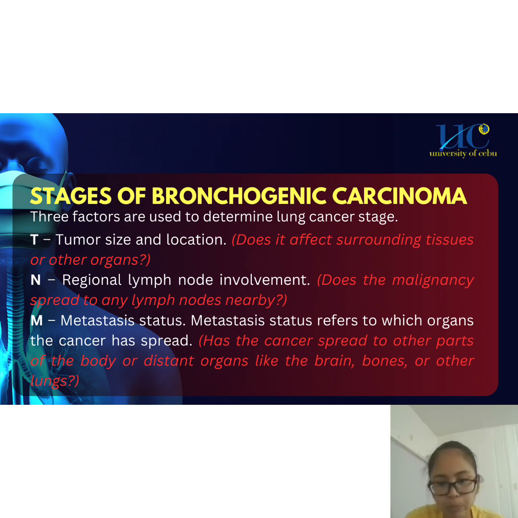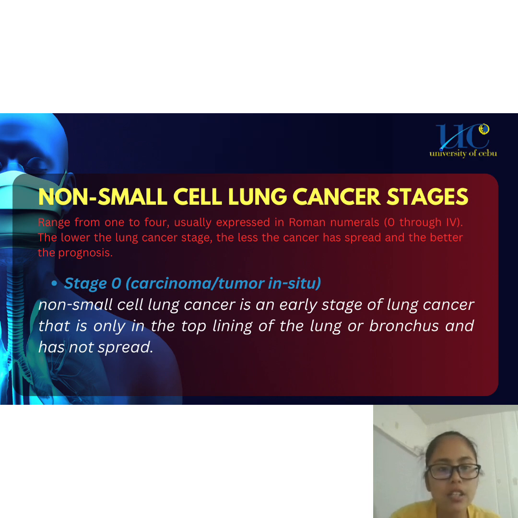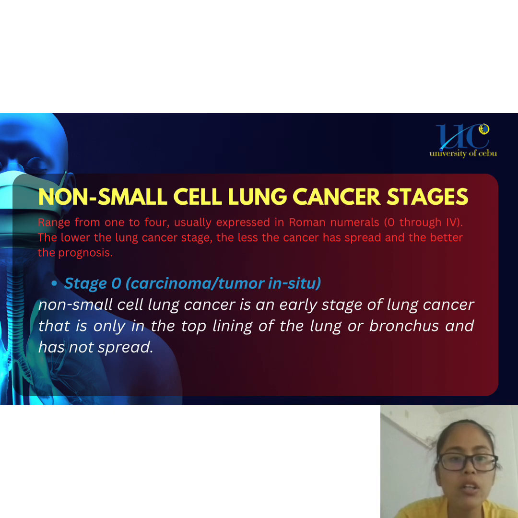So for our NSCLC, stages range from 0 to 4, usually expressed in Roman numerals. So the lower the lung cancer stage, the less the cancer has spread and the better the prognosis. So stage 0, which is the carcinoma or the tumor in situ, is an early stage of non-small cell lung cancer that is only in the top lining of the lung or the bronchus and has not spread. So this stage 0 is often discovered through screening tests like low-dose CT scans, which are particularly recommended for high-risk individuals like smokers or those with a family history of lung cancer.